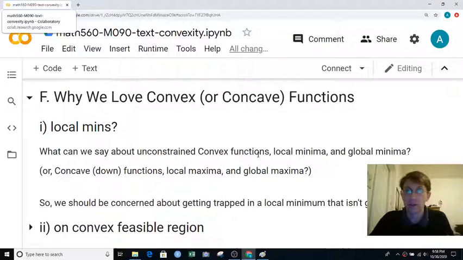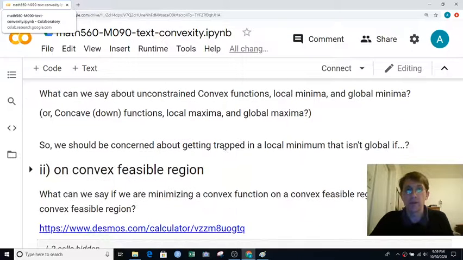Well, you can prove, and it's not very hard to prove, that a convex function has no local minima that aren't global minima. So if you know the function is convex, then you cannot get trapped in a local minimum. And I've even got that as one of the exercises on the homework. That's for unconstrained problems. How about for constrained problems? Let's think about if the feasible region is convex. That's a nice place to start.